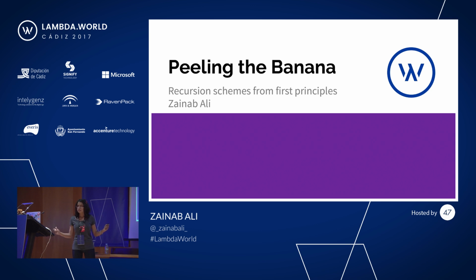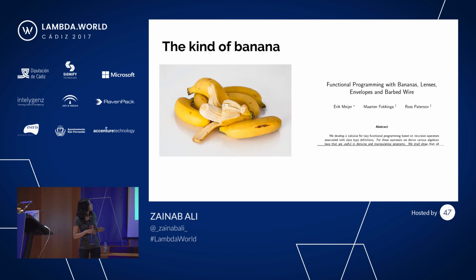So I'm going to talk to you about peeling the banana. And my name is Zainab. Just so I can get a show of hands, how many of you know about the kind of banana I'm going to peel? It's called a catamorphism. How many? Okay, that's pretty good. And to be honest, that's kind of what I was expecting. So we've got a little less than half. So yeah, I'm not going to be talking to you about the normal bananas, the ones you have as a snack. I'm sorry. It would have been a lovely topic, but perhaps not quite suited to the conference.